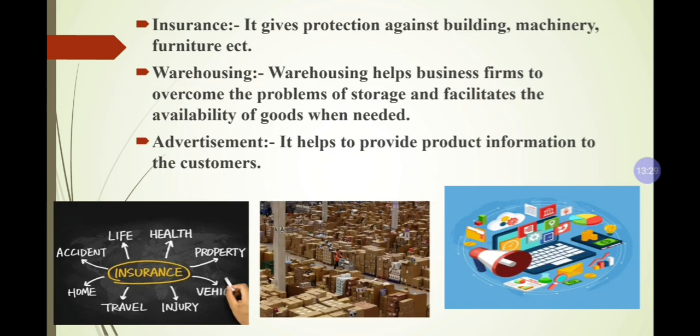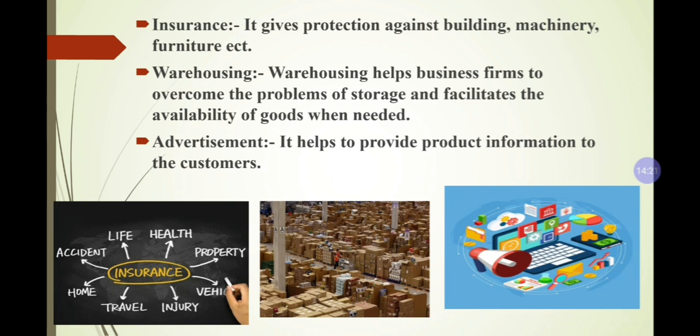Next, insurance. It gives protection against loss of building, machinery, furniture, etc. As I explained during the last class, business people take a risk, and they need to reduce their risk. For that, they take insurance. When they take insurance, they pay an amount quarterly, monthly or annually. With that, the government gets money for capital formation. If a sudden accident, fire accident or some material damage happens, they claim insurance and get some amount back.